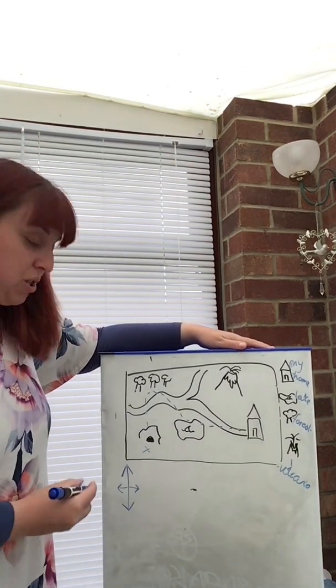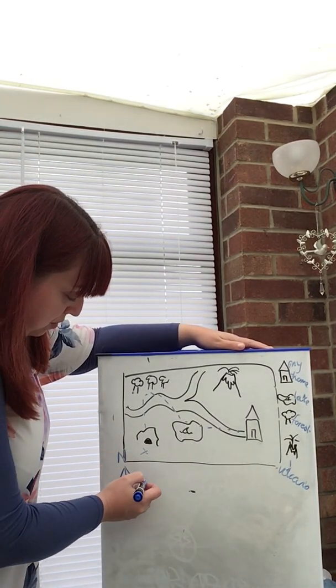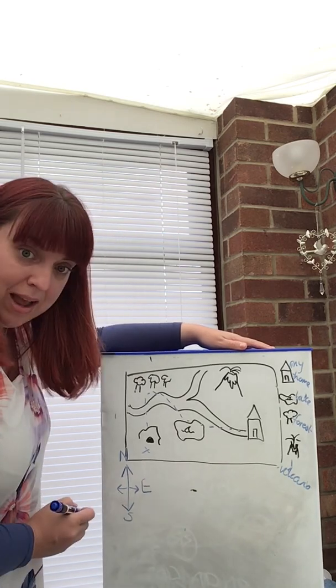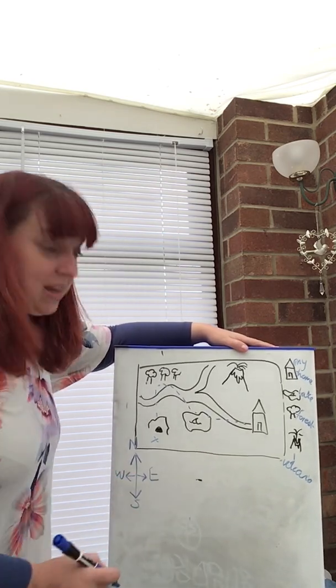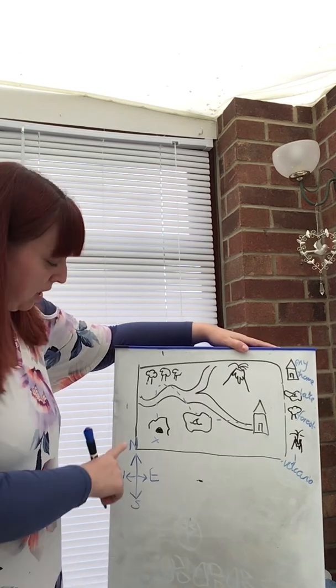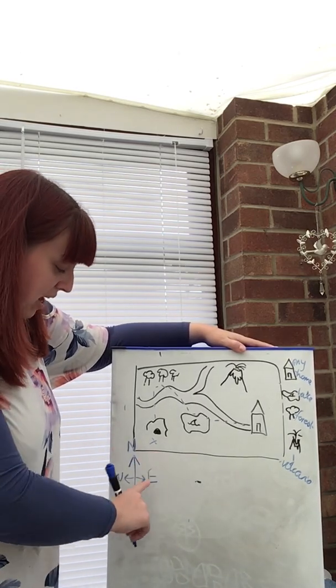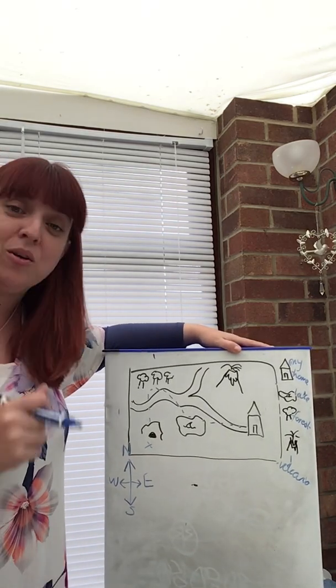We then start to introduce compass points. So we have north, east, south, and west. Lots of different acronyms for remembering this, so never eat shredded wheat, naughty elephant squirt water. I'm sure you can come up with lots of your own.